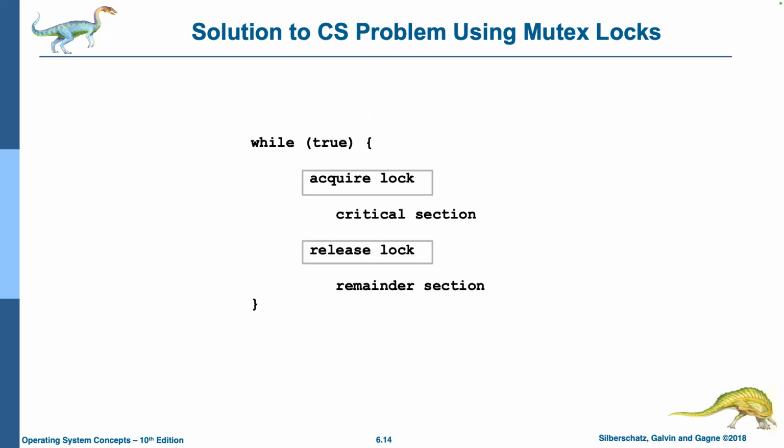Okay. So that's how we solve the critical section problem by using locks. We already showed the code of using locks, right? So you acquire the lock, go into the critical section, then release the lock, then the remainder section. The remainder section means you tell the others, I released the lock, other ones can go in. That's the critical section using locks.